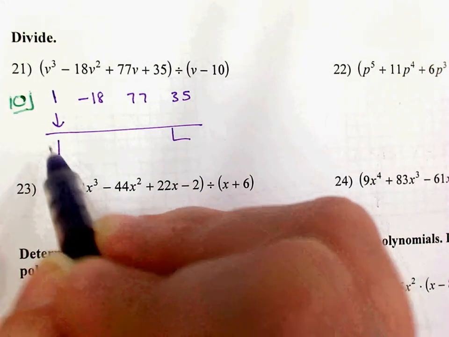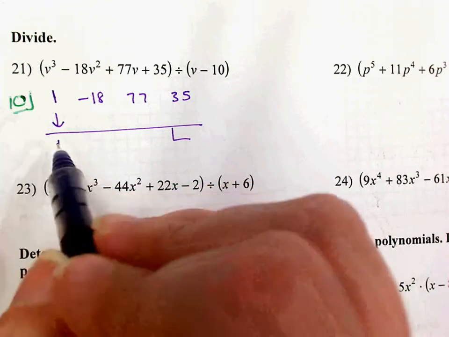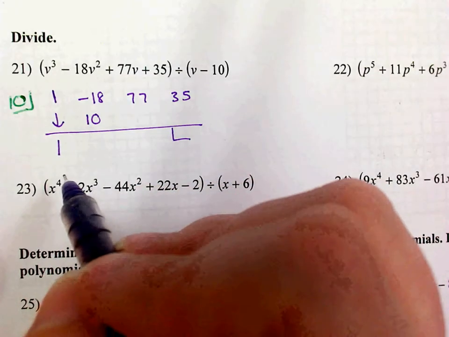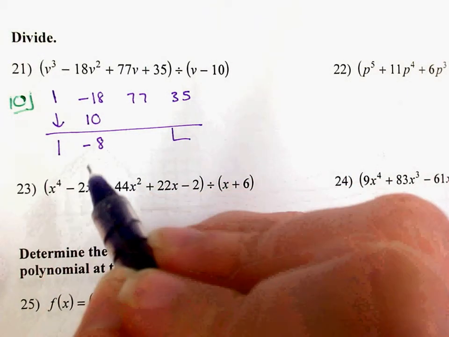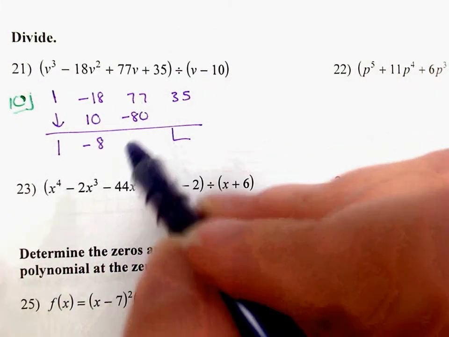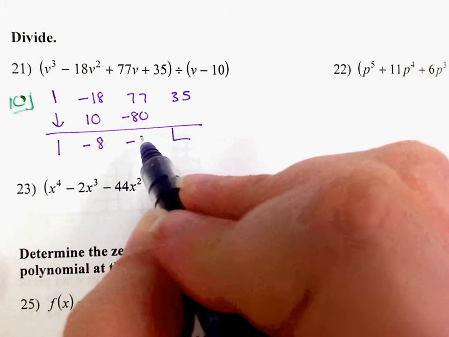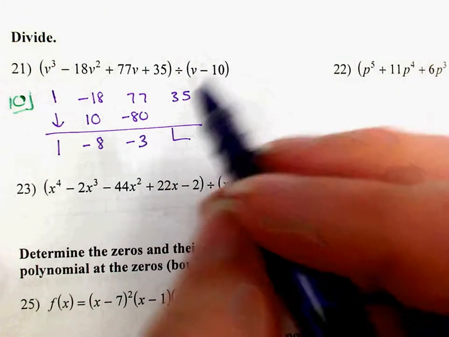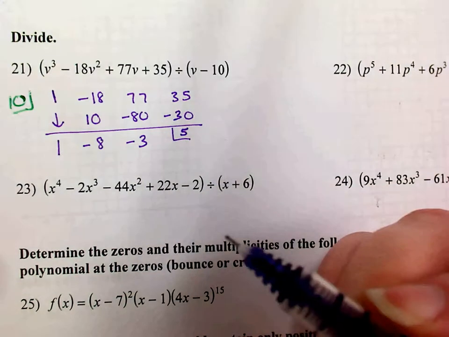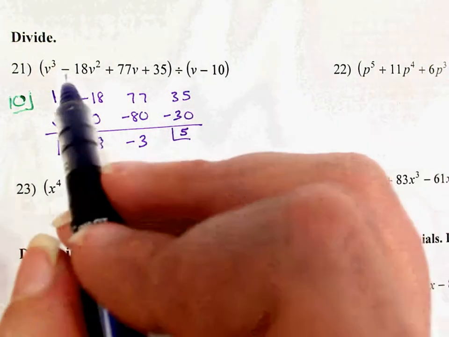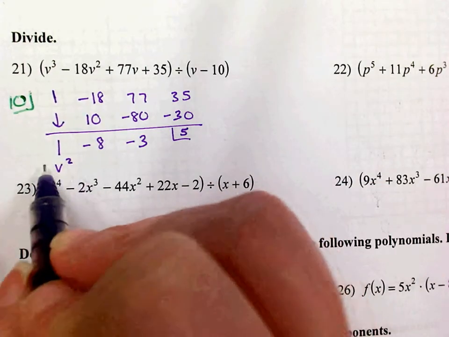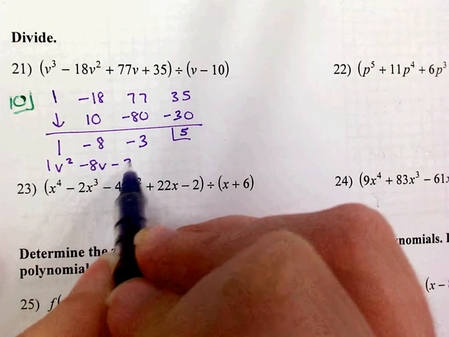Negative 18 and 10? Negative 8. And then I multiply again. 10 times a negative 8 is? Negative 80. Negative 80 and 77 is a negative 3. 10 times a negative 3 is a negative 30. Add and I get 5. So my answer, if I started with a cubic function, then I'm going to end up with a quadratic. So 1v squared minus 8v minus 3 plus 5 divided by whatever you divided by, v minus 10. And that would be my final answer.